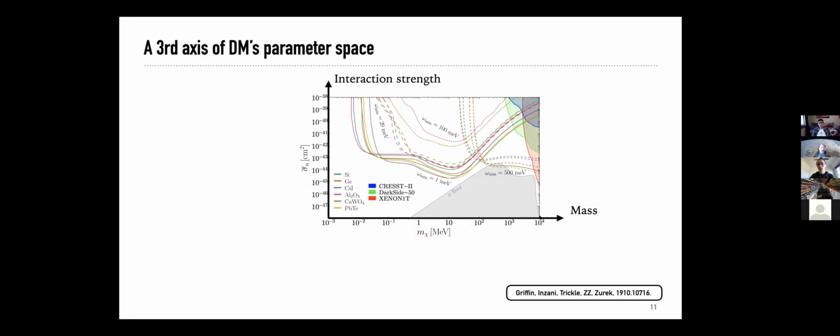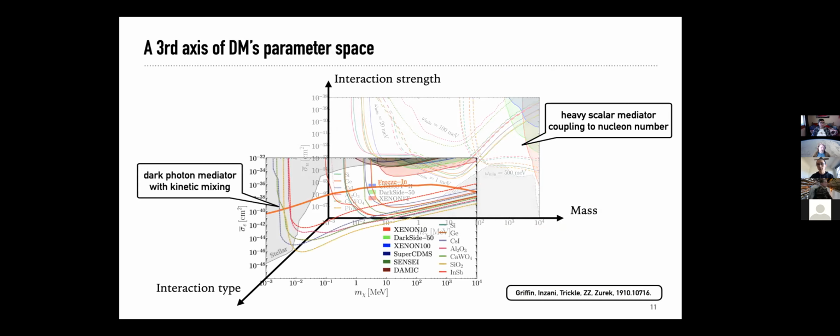And here I'm assuming that there is a heavy scalar mediator that couples to nucleon number. So this is the case that matches onto the nuclear recoil sensitivity plot. And for example, we can look into another benchmark model that's often considered, which is the dark photon mediated scattering, where the dark photon mixes kinetically with the standard model photon. And here, the sensitivity curves look very different, and the question of which materials do better also has a different answer.